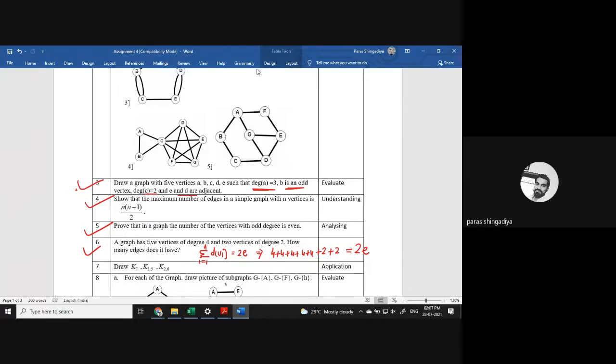Then what is the total on this side? That is 24. So 24 is equal to 2e, so the number of edges is equal to 12. That is the answer. Now, in the next step, you have to draw this graph. It is not a complete graph, as all the vertices are not adjacent.